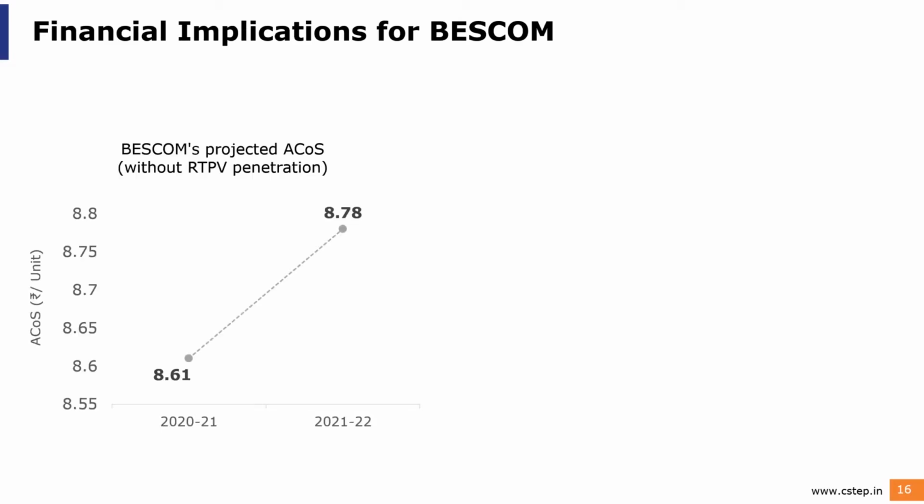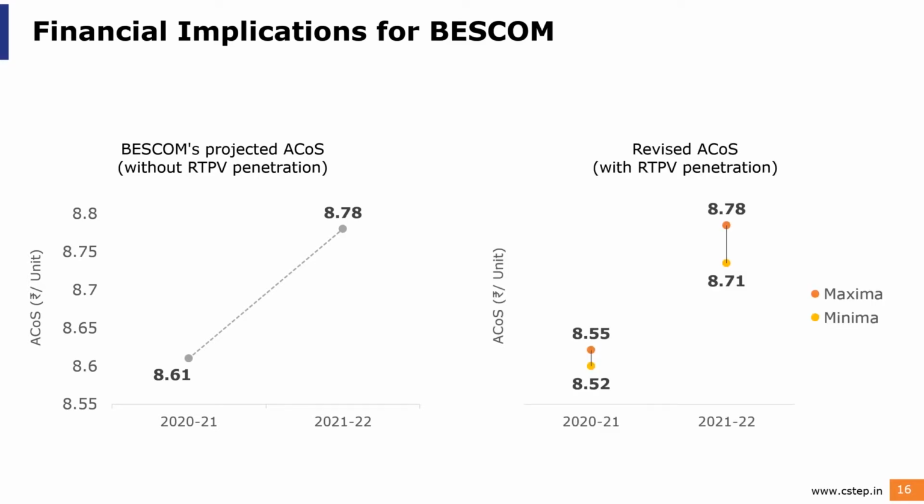Here we can see the ACOS projections without RTPV penetration. So in the year 2021, the ACOS is 8.61 rupees per unit, which increased to 8.78 rupees in the next year. Now let's see the impact of the proposed approach on ACOS projections. Wow, the ACOS is reduced by 6 to 9 paisa in the first year and by 0 to 6 paisa in the next year. Because of such reduction, there won't be any hike in the retail tariff rates. In fact, there will be a reduction in tariff rates due to rooftop PV penetration, which is unprecedented.